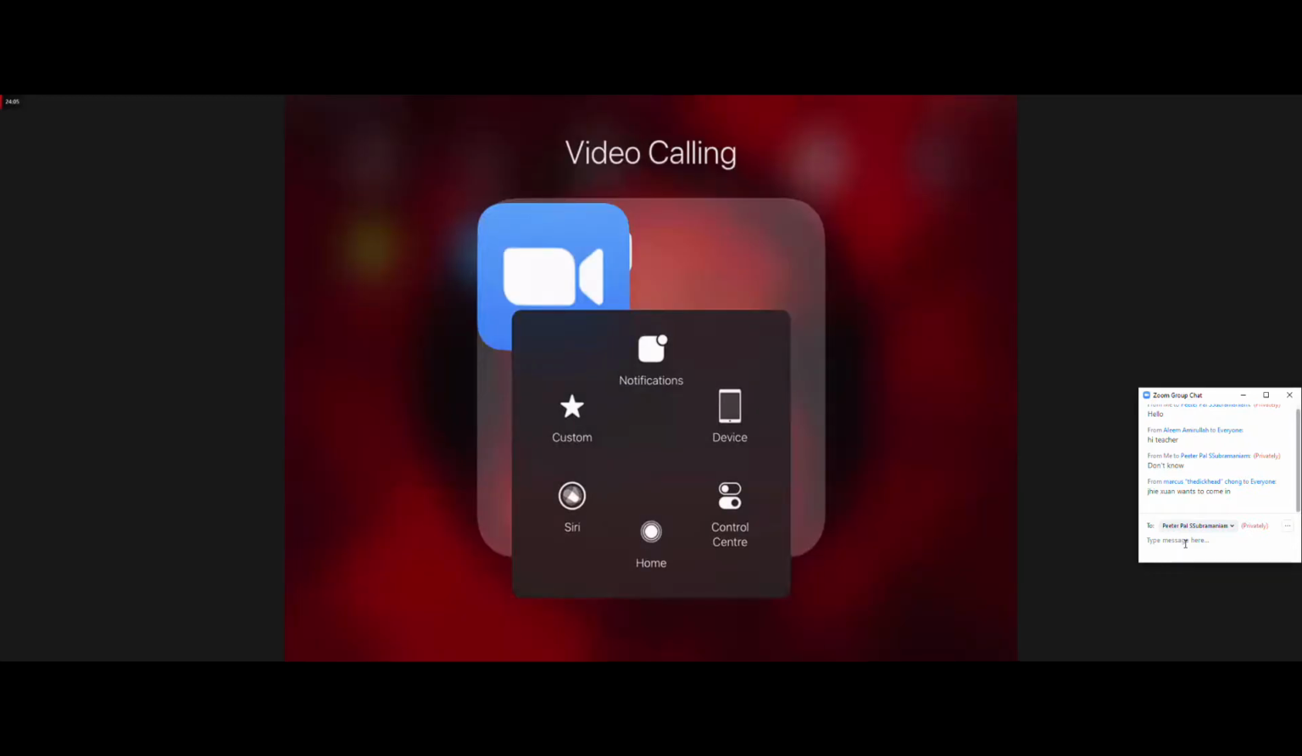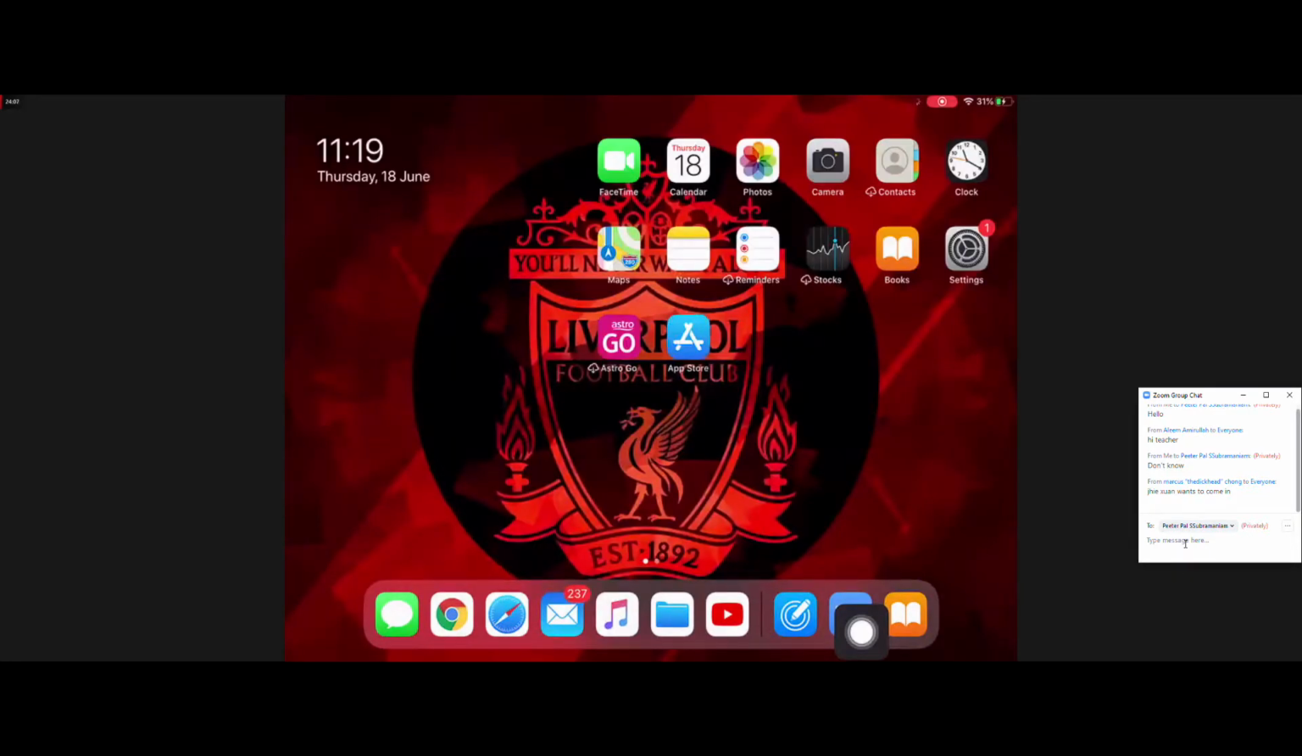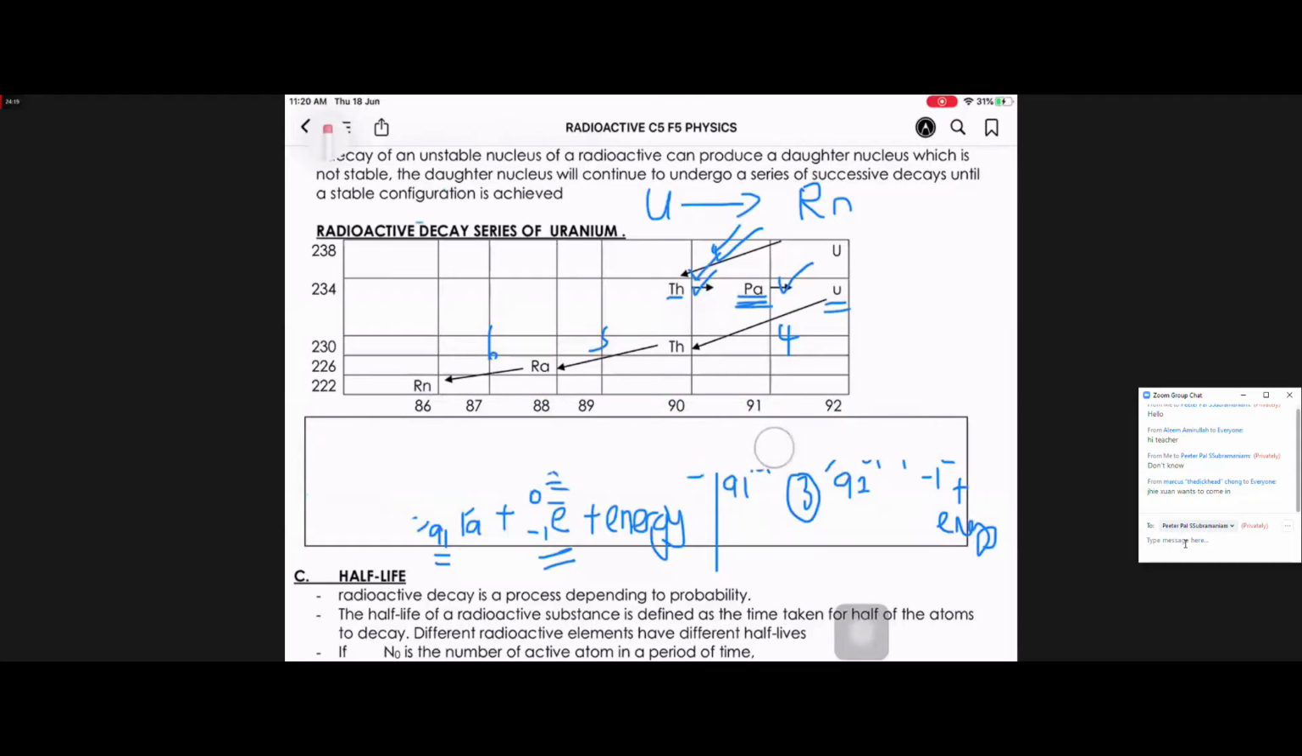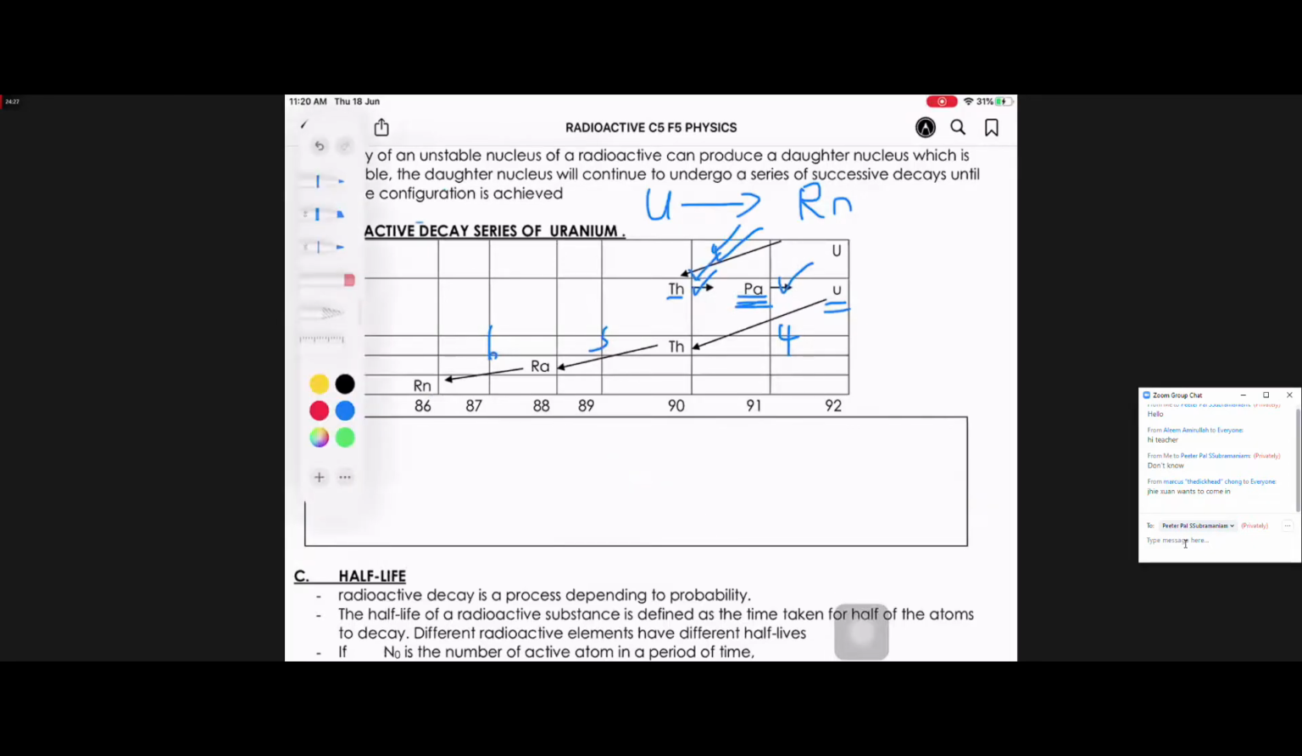Okay, let's continue. So now I wrote equations 1, 2, and 3. Okay, let's try equations 4, 5, 6. I want all of you to write. I'm going to call somebody. Equation 4, 5, and 6. Okay, quickly, someone try. Okay, let's start equation 4.